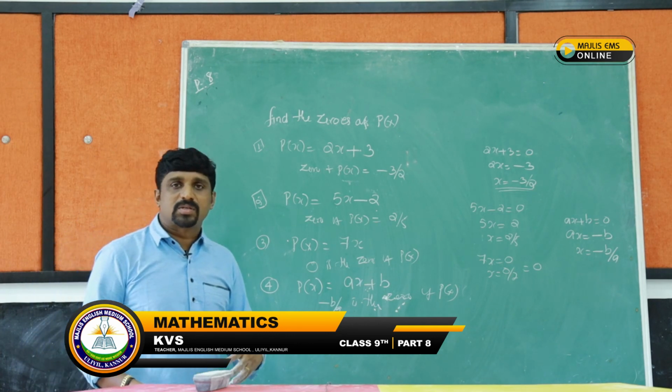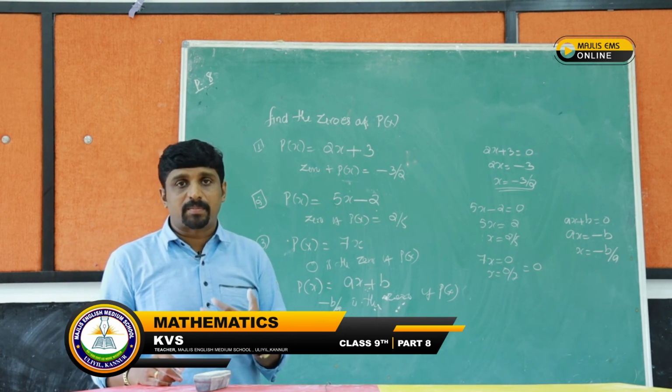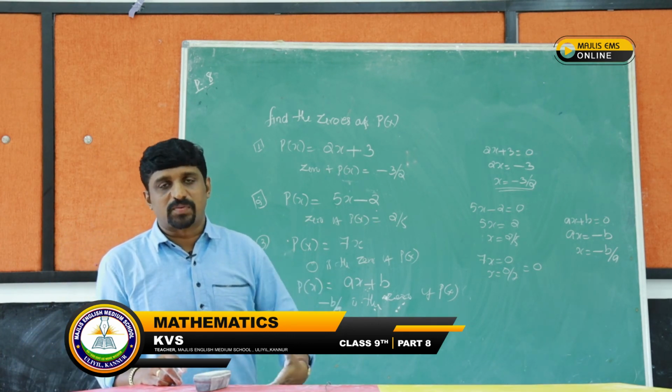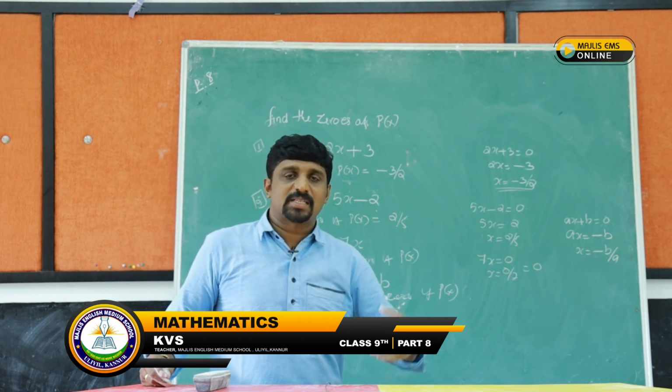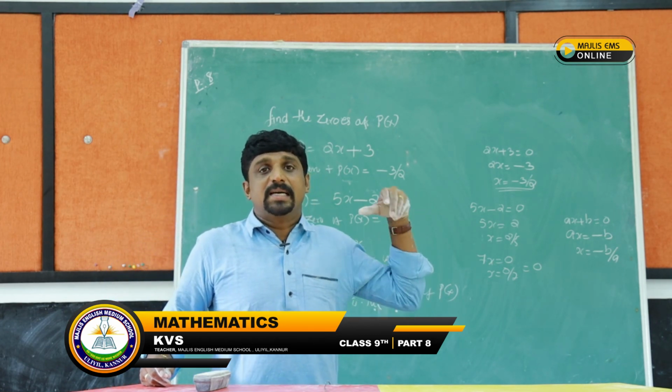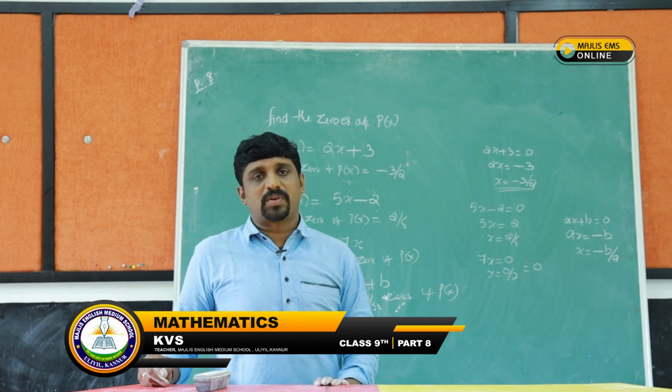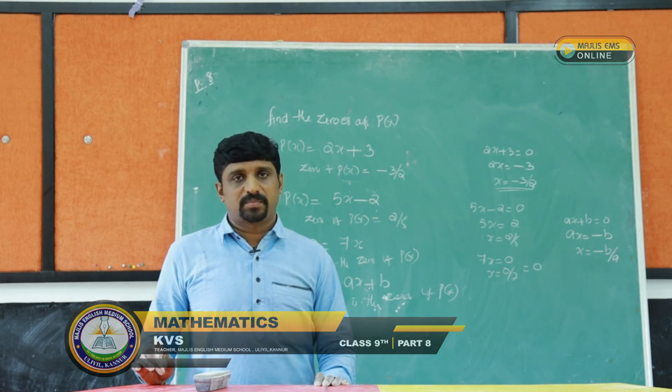Like that we can find out zeros of p of x. The linear polynomial we can do like this. Zeros of quadratic polynomial and cubic polynomial we can discuss with another method. Now we discuss only the zeros of linear polynomial here.